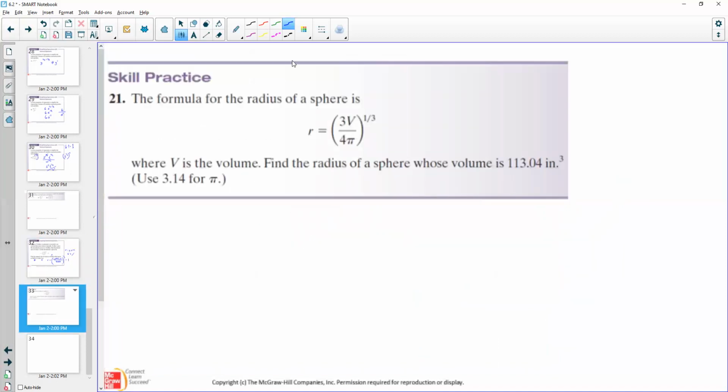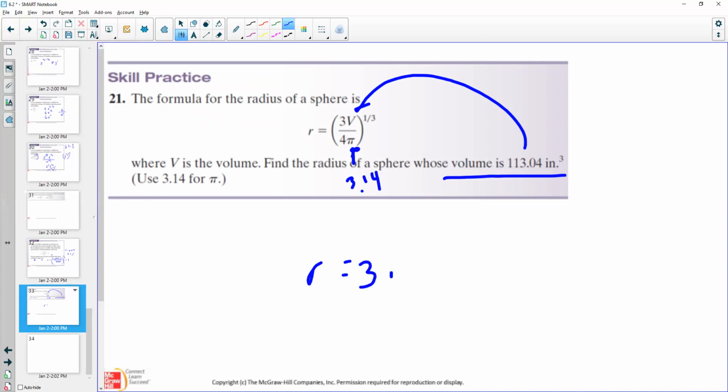All right. This is another example of the same kind of thing. This is the formula for the radius of a sphere. If the volume is this, what's the radius? Plug in volume for V. You know what pi is. Pi is 3.14. Plug in the volume, get the radius. You should get a radius of 3 inches.